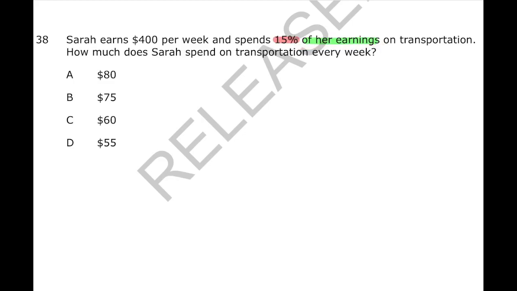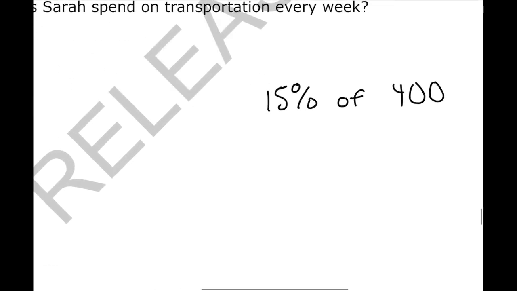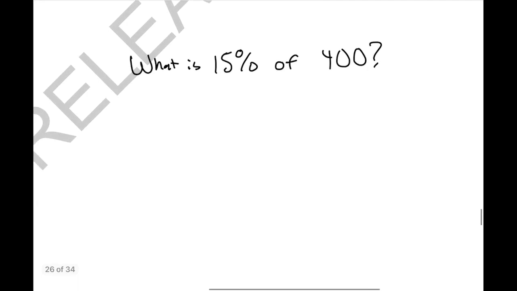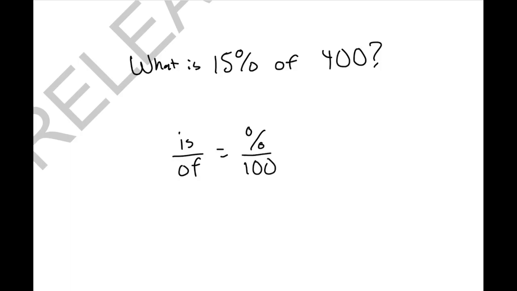Well, what does she earn every single week? It says Sarah earns $400. So we're looking for 15% of the $400. So the question we're asking is, what is 15% of 400? And following our is over of setup, we have is over of equals our percent over 100.